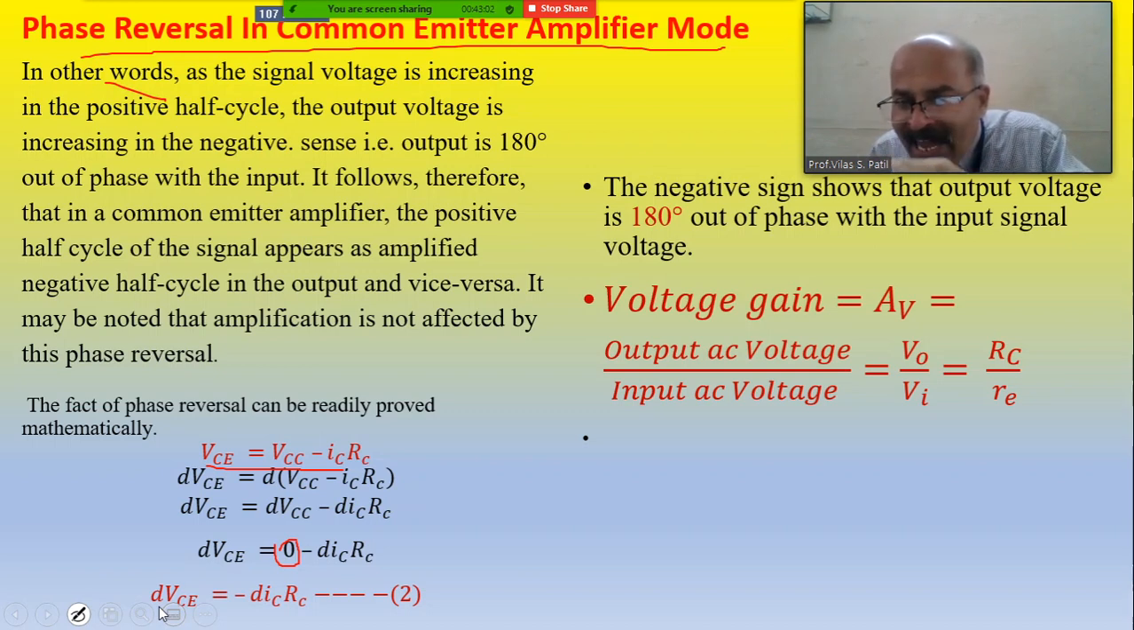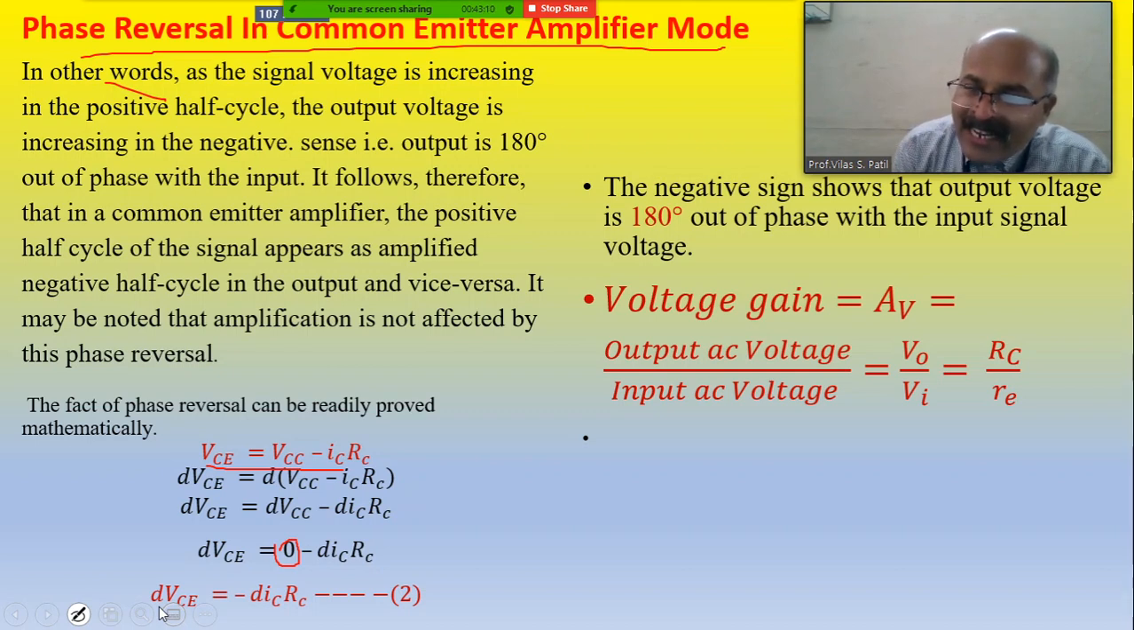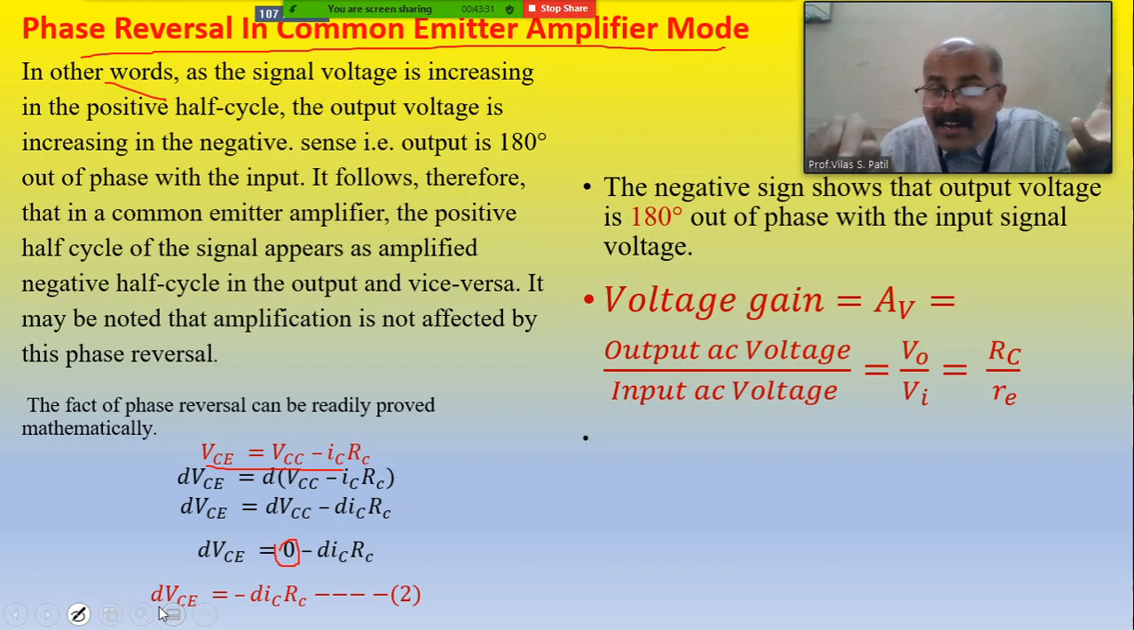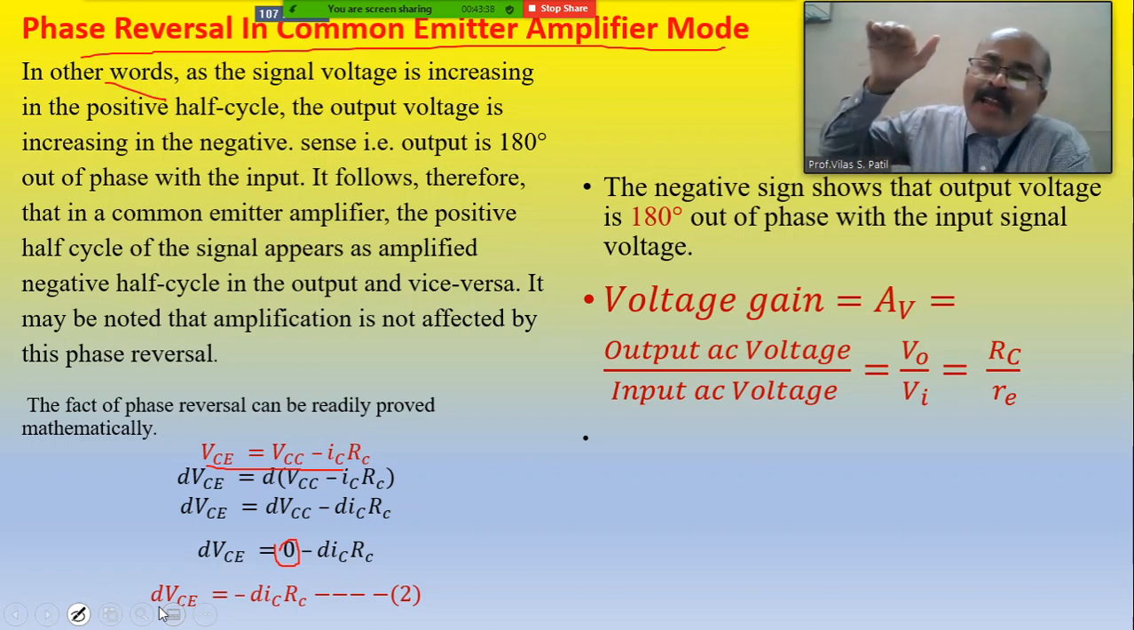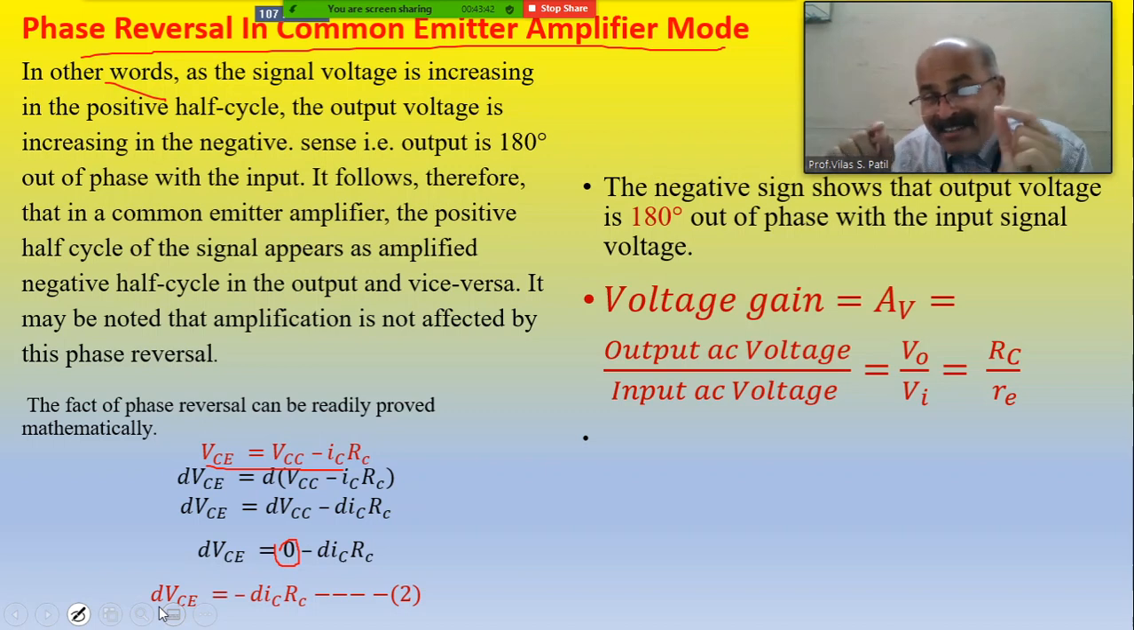The negative sign shows that the output voltage is 180 degrees out of phase with the input signal. And why does the negative sign come in this relation? Because it shows the direction, it shows the phase shift, it shows the phase reversal which came between the input and output. Between the input and output there is a phase reversal, meaning that if the input is at the positive half cycle, the output will become the negative half cycle. And that phase reversal, that 180 degree out of phase relation, is shown by the negative sign of the mathematics.